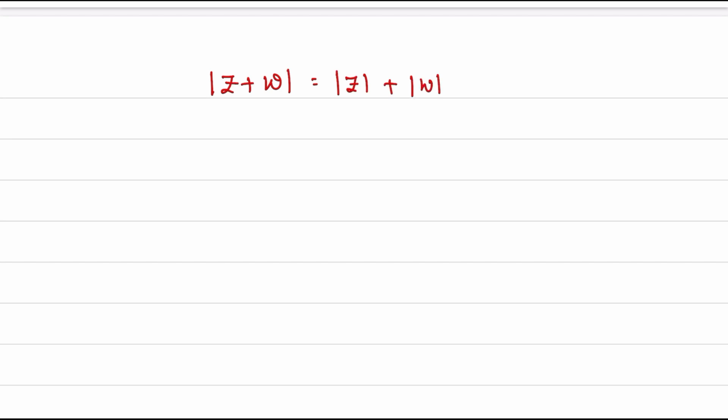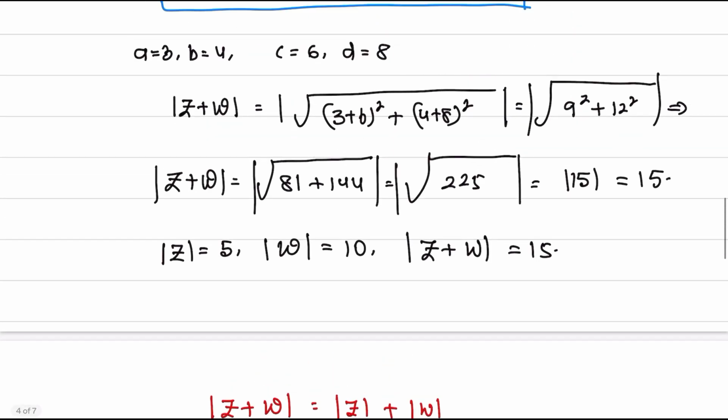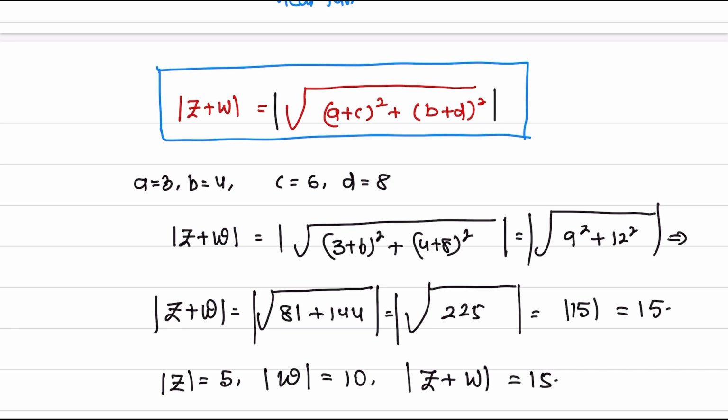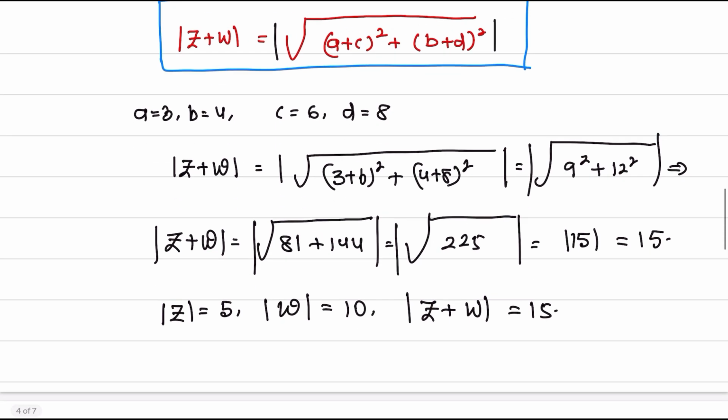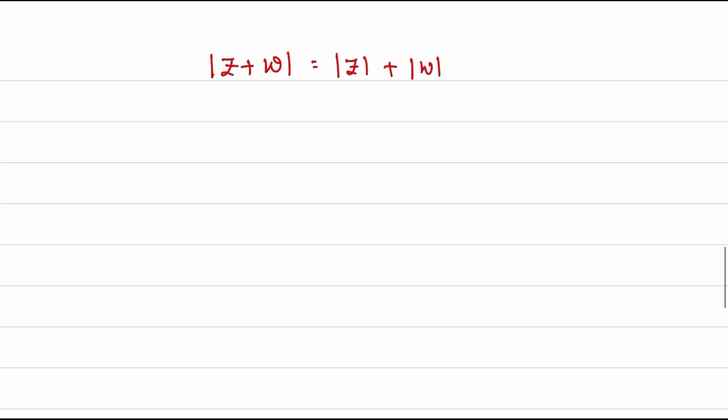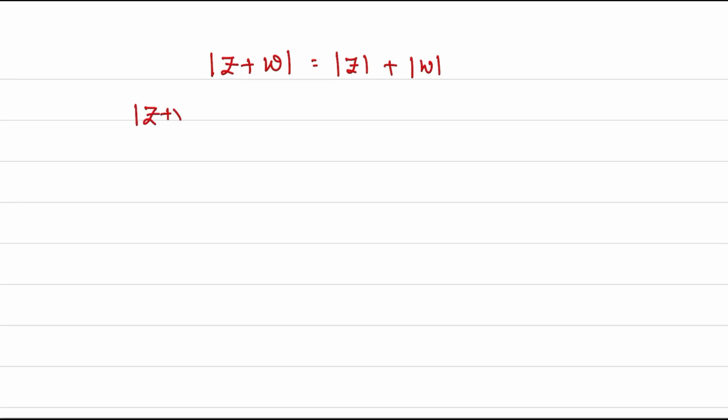This may not be the case every time. If the values of C and D are changed or A and B are changed, the modulus values will change. But at any point of time, modulus of Z plus W is less than or equal to modulus of Z plus modulus of W.